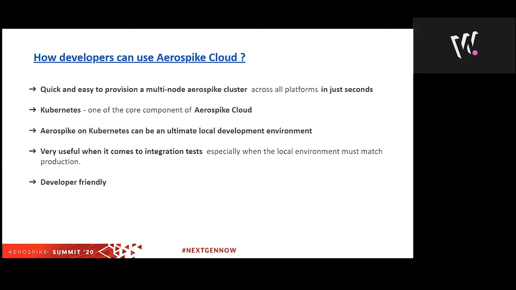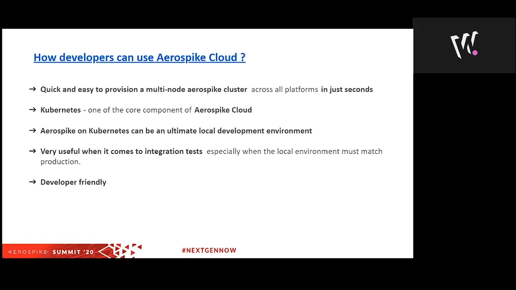You just have a UI where you give inputs and click deploy, and your Aerospike cluster will be deployed along with the provisioning of VMs and your Kubernetes engine. So it's quick and easy to provision a multi-node Aerospike cluster across all platforms in just seconds.